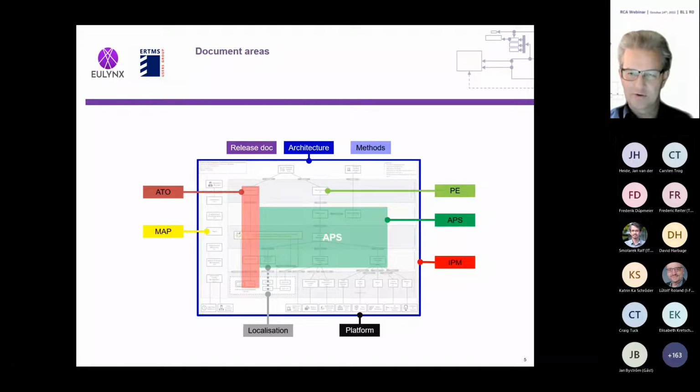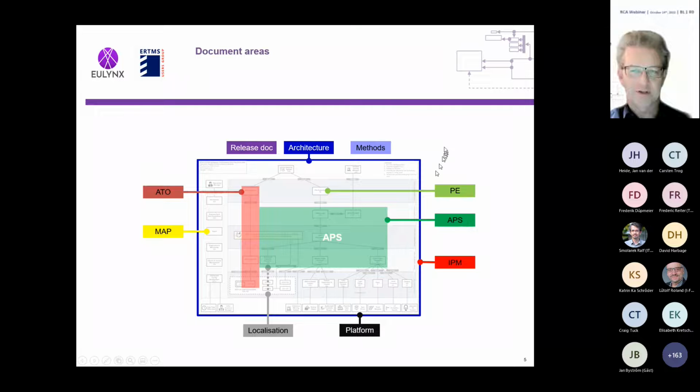I have tried to relate all the documents by groups, which you can see by the color codes, and I tried to relate them to the architecture as shown by Davinder. There's also the main architecture poster document, which is RCA Doc 40, where you can find this architecture here.